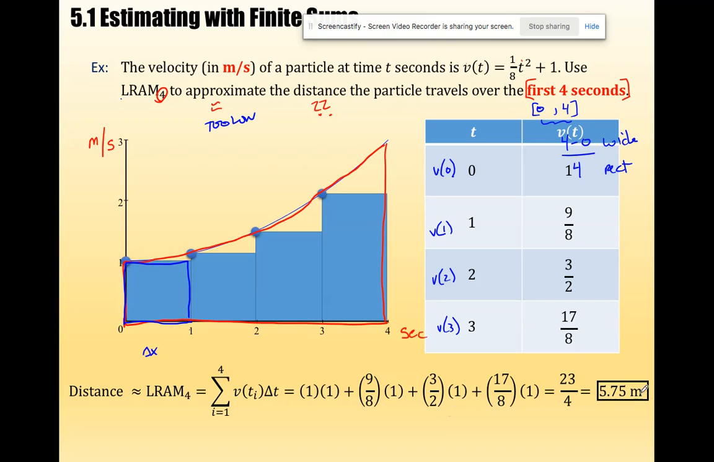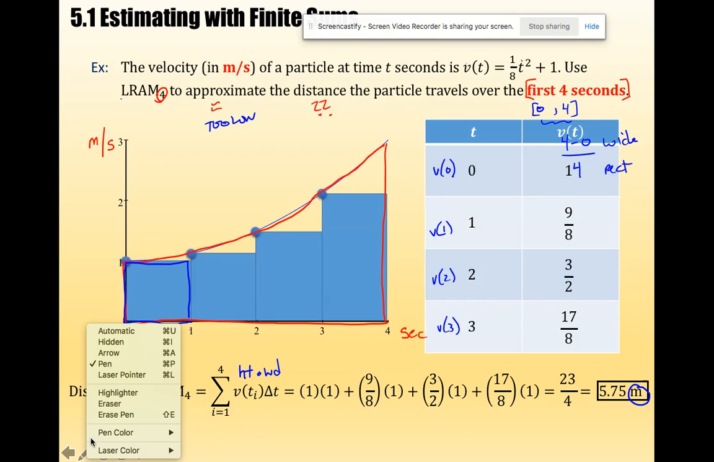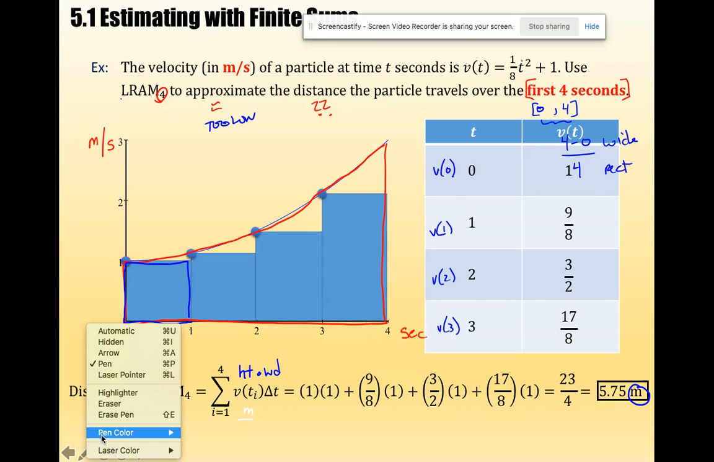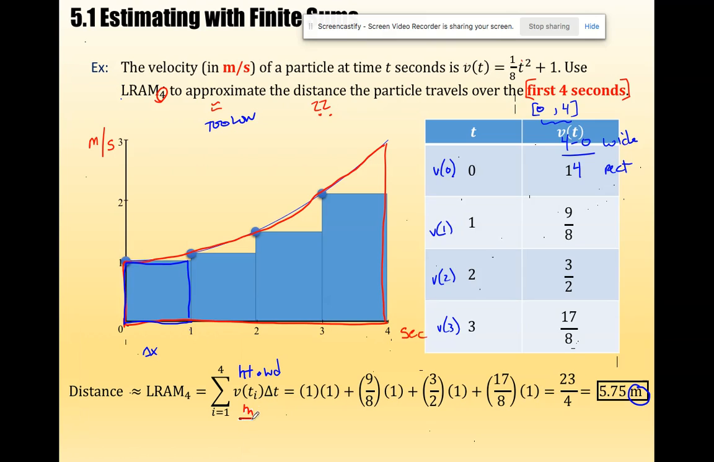But look at this unit on the end. What is happening? Remember, this is height times width of a rectangle. Height times width of the rectangle. But what are the units of your heights? The units of your height are meters per second times, what are the units on your t-axis or your x-axis? Seconds. What happens when you multiply meters over seconds times seconds? You get meters.